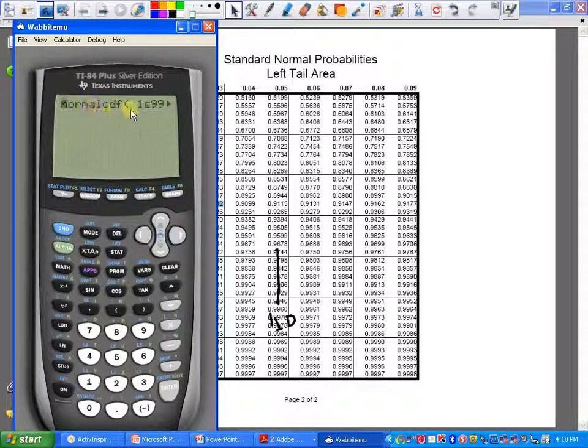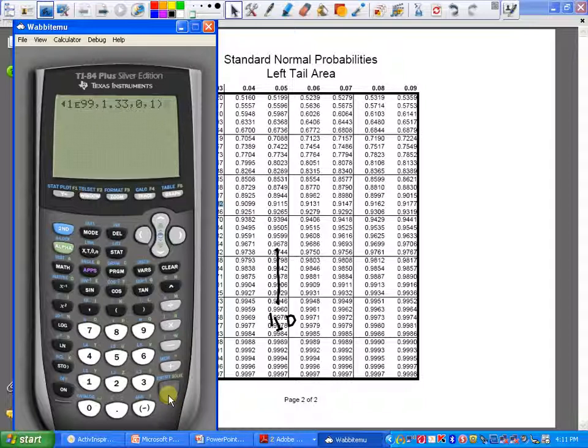We have normal CDF. You have a lower limit, comma, upper limit, comma, mean, comma, standard deviation. And actually, if you don't even put 0 and 1 here, the calculator will assume that you're working with the standard normal distribution, and will assume that the mean is 0 and the standard deviation is 1.